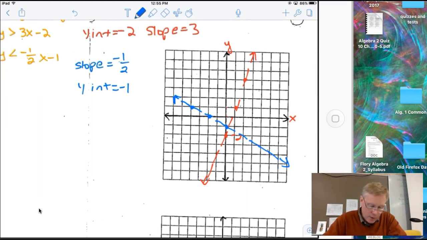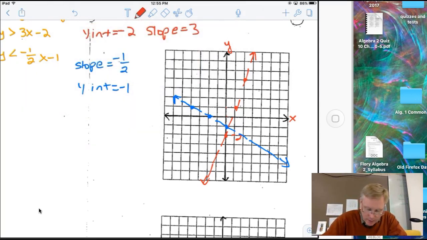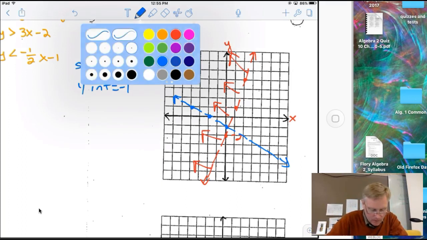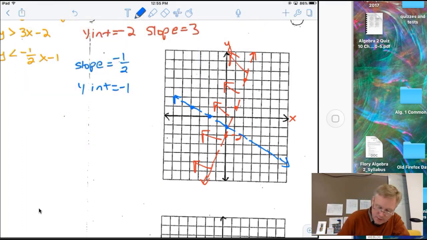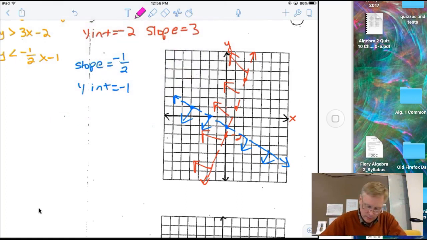All right, so the top one, y is greater than, that's the red line. If it's y is greater than, I'm going to shade above the line, which is that way. I'm going to do the arrow technique this time. And if I'm shading the blue line, that's y is less than, so that'll be below the line. And then shade the area where all the arrows are pointing at each other. That would be here.